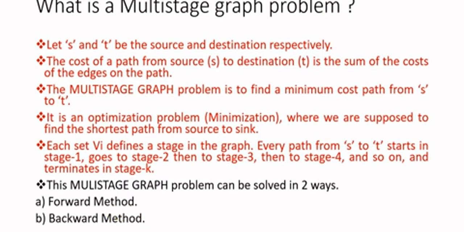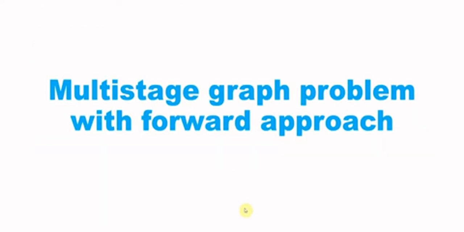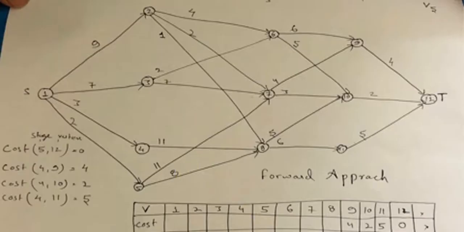But prior to that, I would like to explain whether dynamic programming is applicable to the multi-stage graph problem, and if yes, then why. The reason is simply that if we are supposed to solve any particular problem using dynamic programming, then there should be a sequence of optimal decisions which leads to optimal sub-solutions, which ultimately lead to an optimal solution.